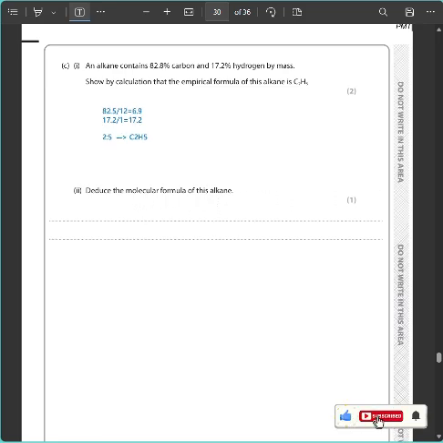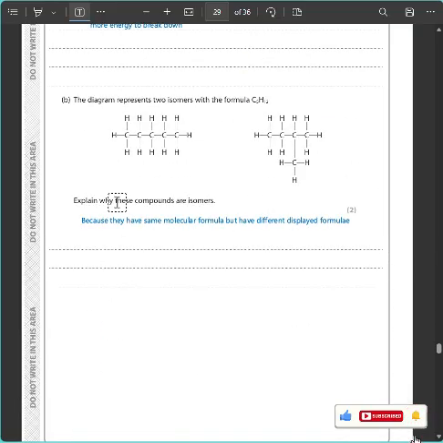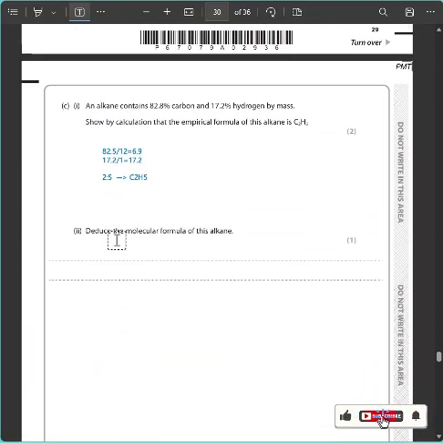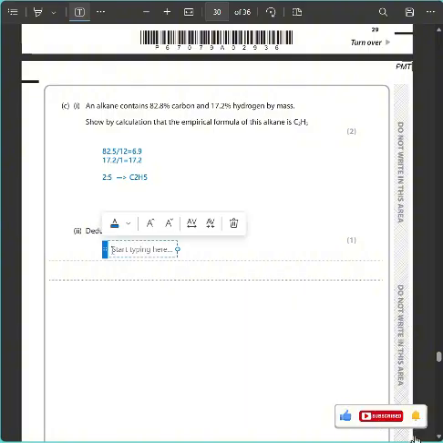Deduce the molecular formula of this alkene. The molecular formula of this alkene is C4H10.